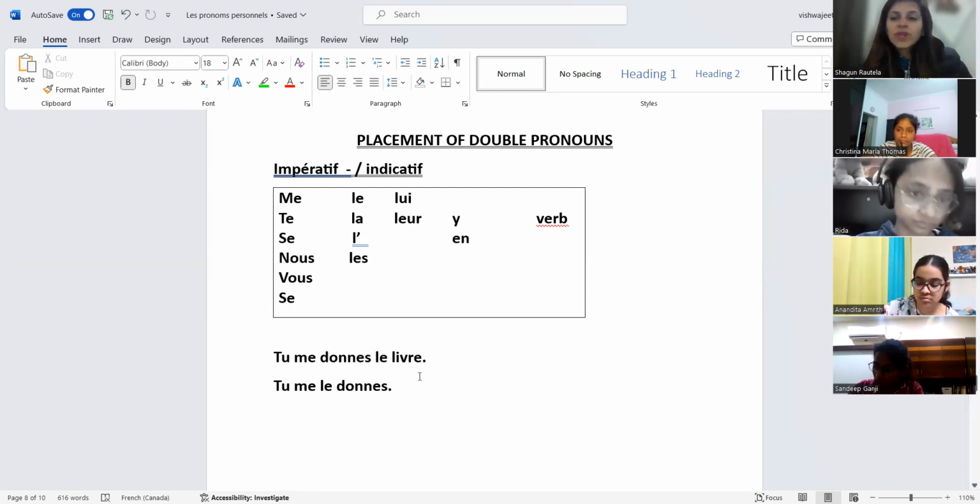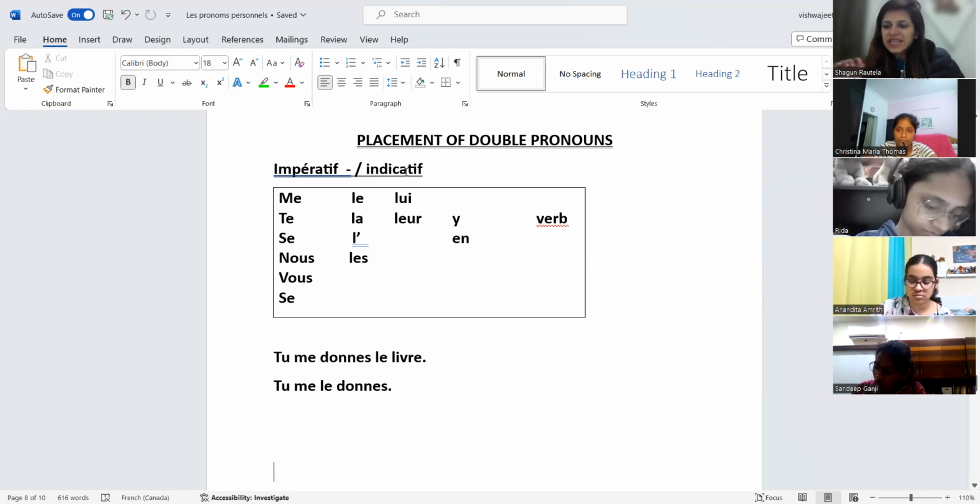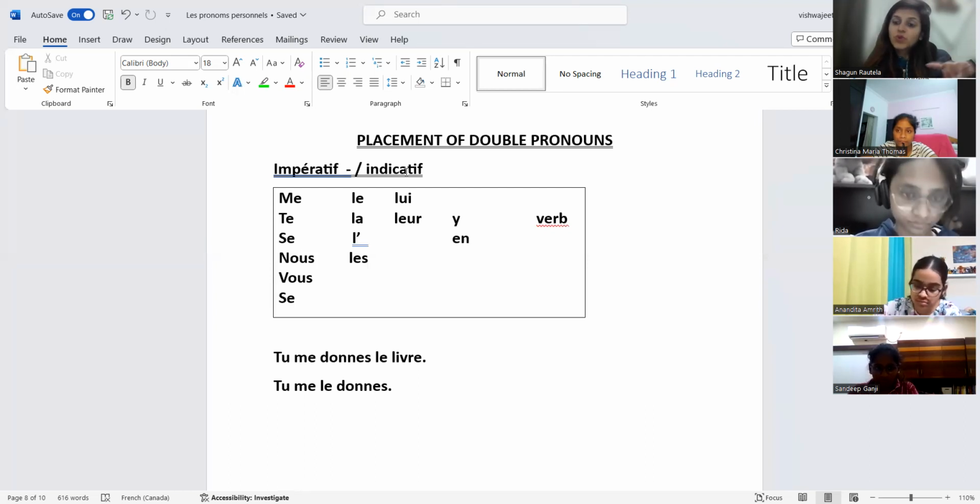This table will be followed for normal sentences, as in present tense, past tense. That's called indicative, when the sentence tenses are there, present tense, past tense, and also for imperative negative. Anandita, can you tell me why imperative negative? This table is only followed. Oh, because imperative negative is placed before the verb. Yes, exactly correct, because all the pronouns are placed before the verb in imperative negative. That's why this table is followed in imperative negative.